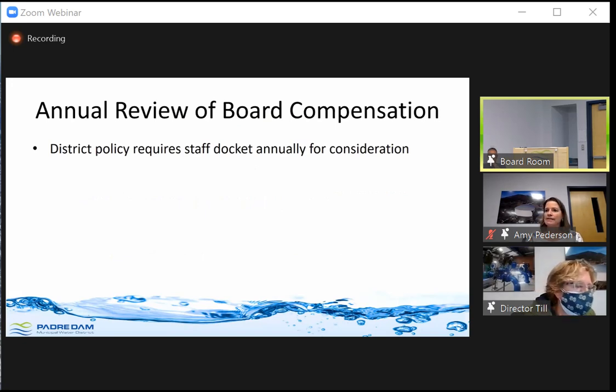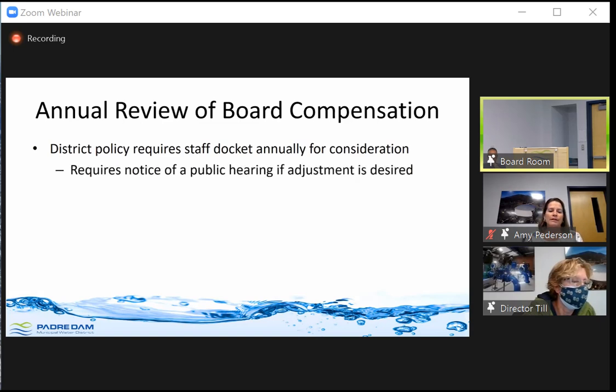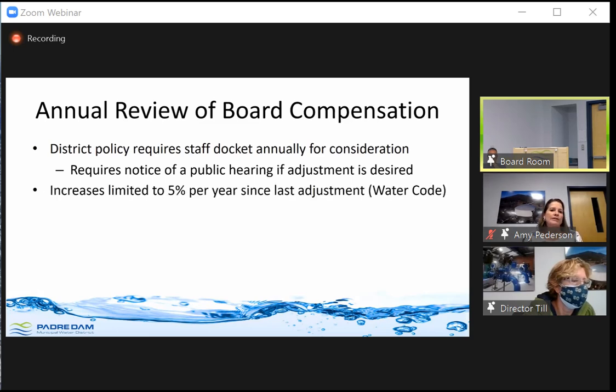It's a 2-part process, and today's consideration is only to determine if they wish to consider an increase in that per diem. The second part of that, should they choose to increase the per diem, requires notice of a public hearing at a future meeting. And a little background on what we've done. So increases are limited to 5% per year under the water code.